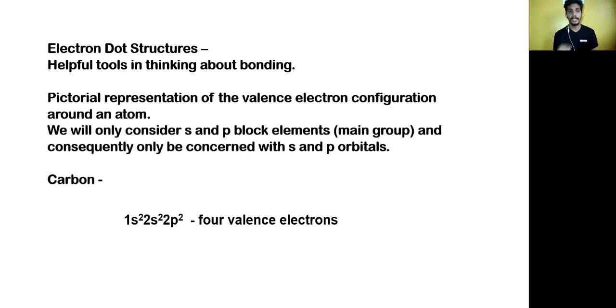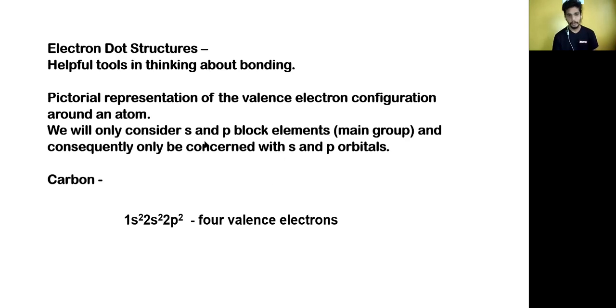Now, the electron dot structure. This is a very, very important point. The electron dot structure is a helpful tool in thinking about bonding. We studied it in an earlier class, but here we are going to talk about it in much more detail. It is a pictorial representation of the valence electron configuration around an atom. It is not about all the electrons, only the electrons present in the valence shell. We will only talk about the main group and be mainly concerned with the s and p orbitals. In your syllabus, you are going to deal with only s and p orbitals.